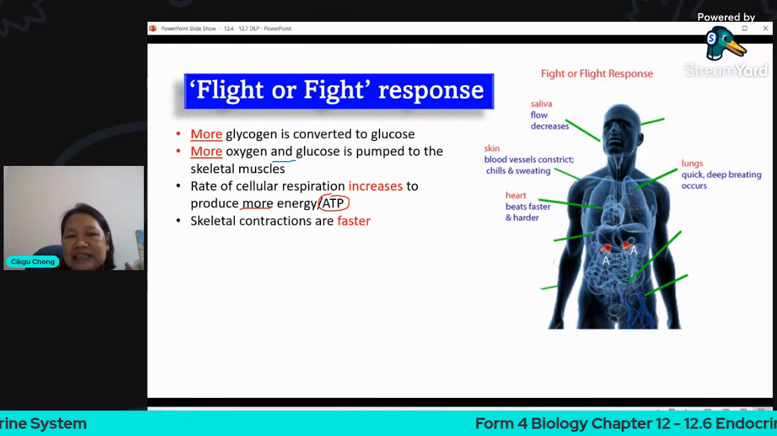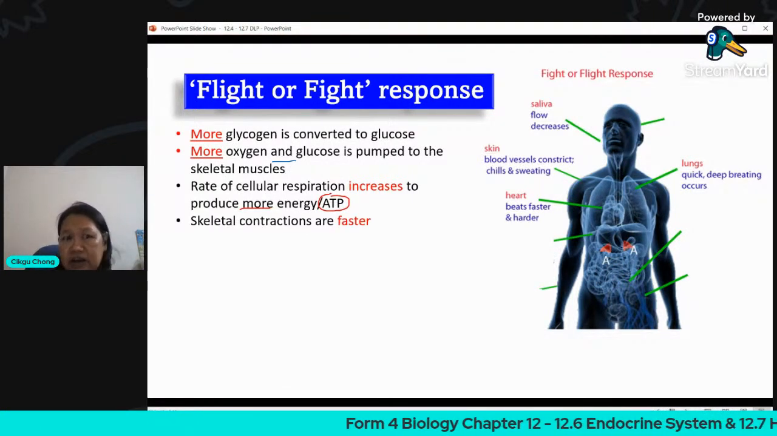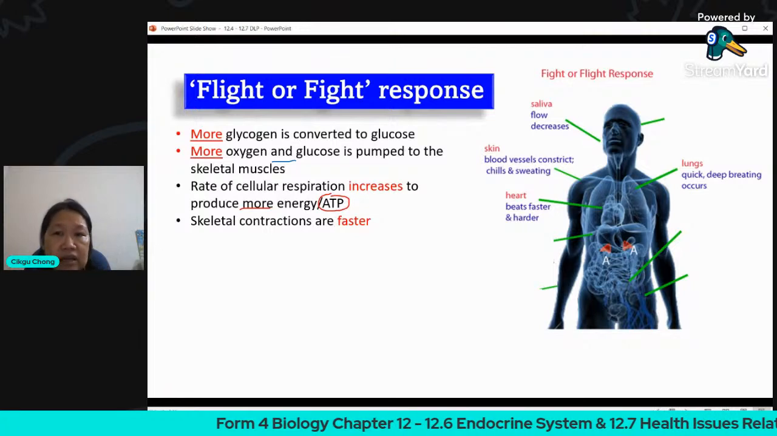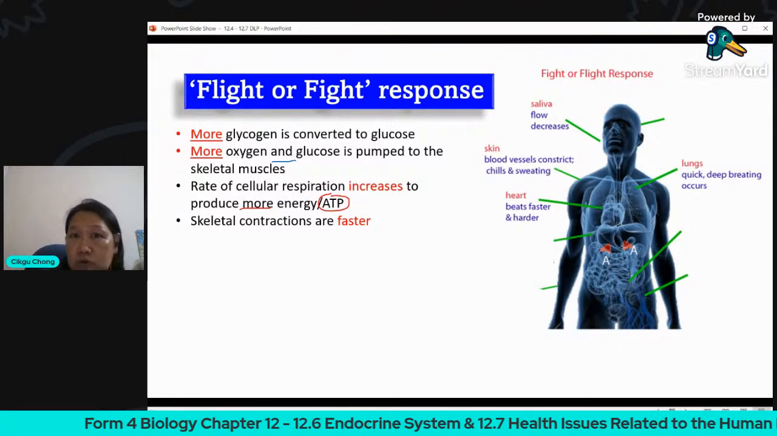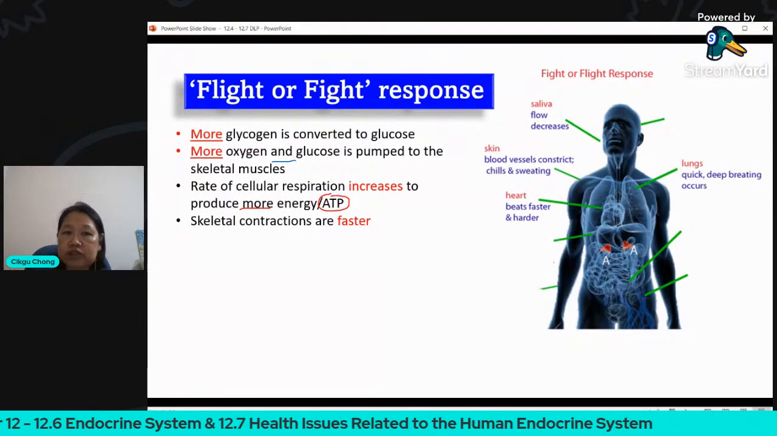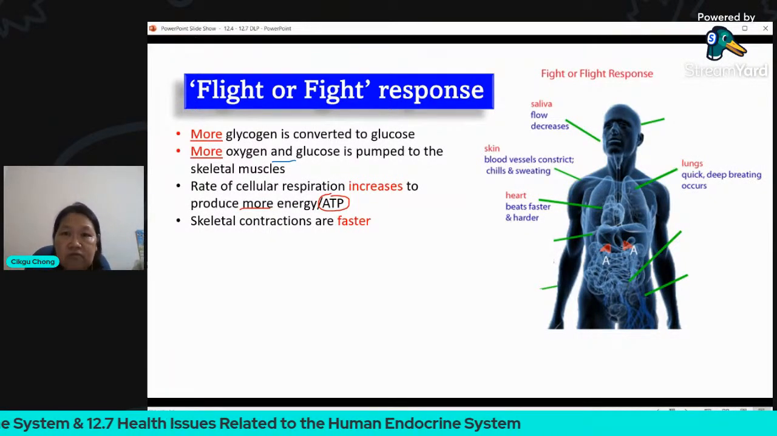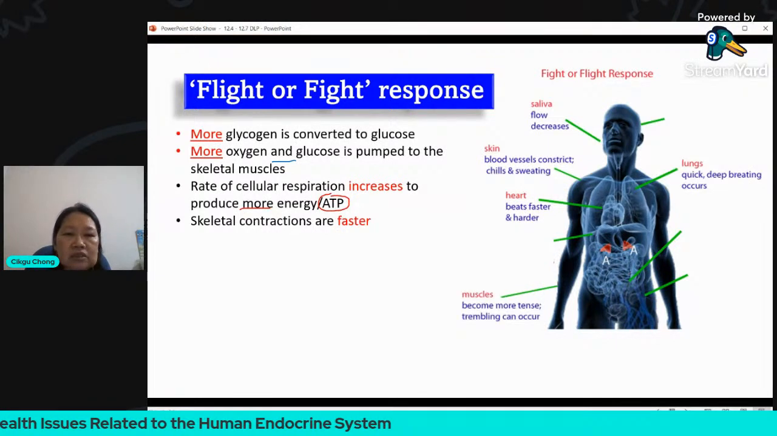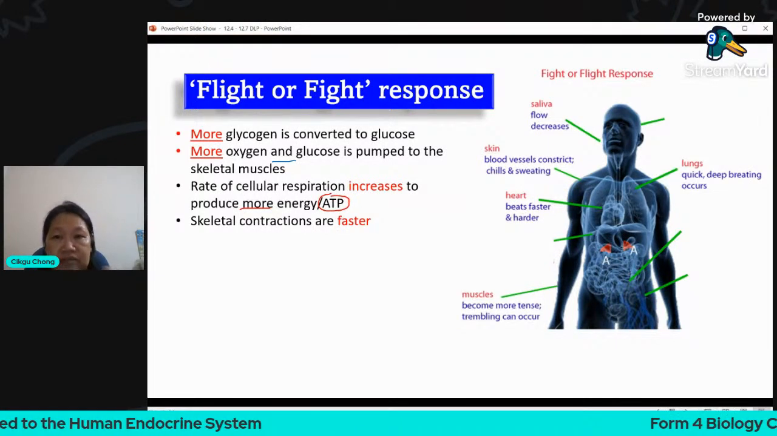Okay. Skeletal contractions are faster. All right. Because your muscles get more oxygen, get more glucose, can produce more ATP, so your contraction can be faster, so that you can run faster. Right. So your muscles become tense. Sometimes you may even tremble.